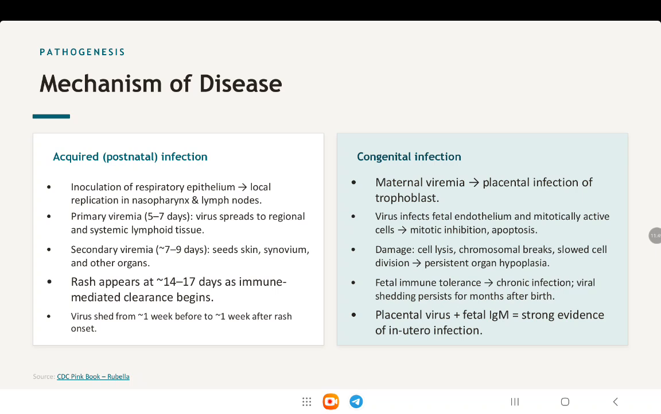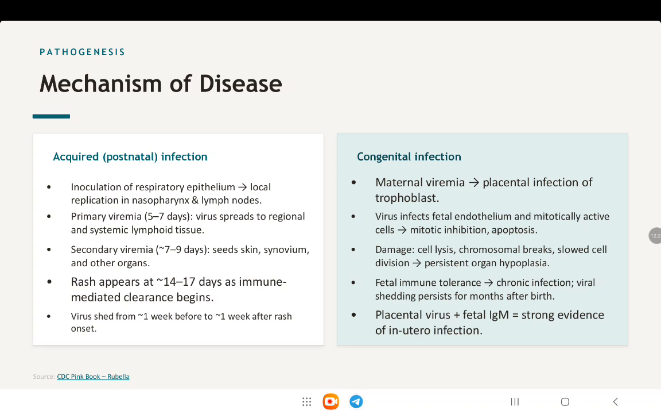How can rubella virus cause disease? There are two types of mechanism of disease in rubella. One type is called acquired infection, and the second is congenital infection. Congenital infection means the infection is transmitted from mother to baby. Acquired infection means the infection is transmitted by respiratory droplets.